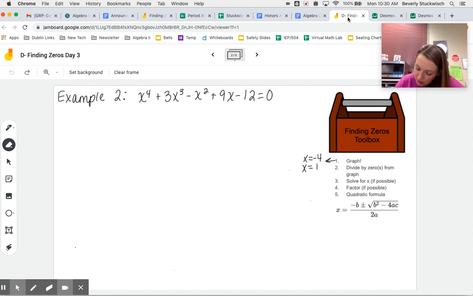Okay, so the next step is to divide by 1 or both of those. So let's use negative 4. We don't flip the sign because that is the zero. It's not the factor. We're not dividing by x plus 4.